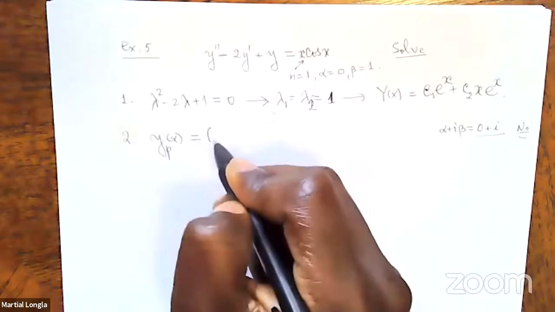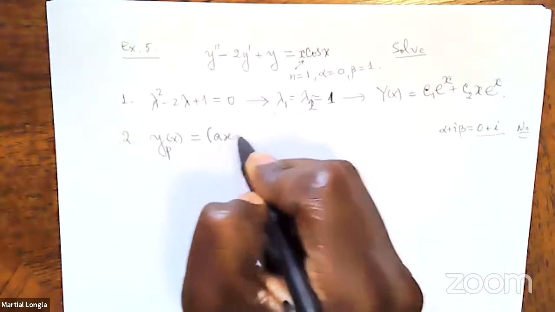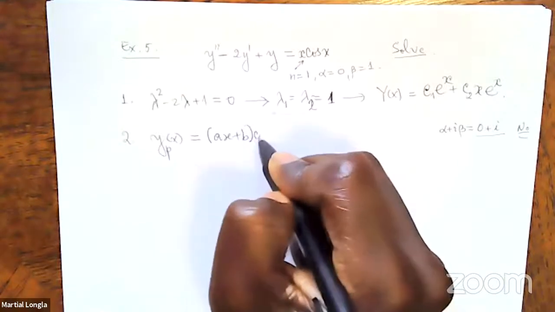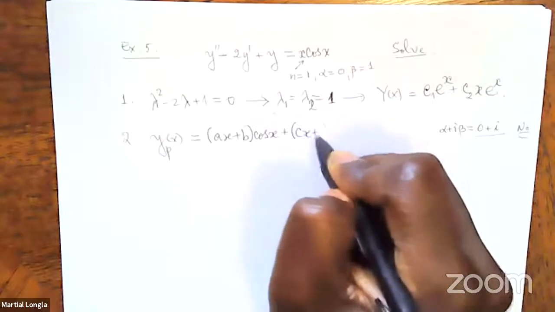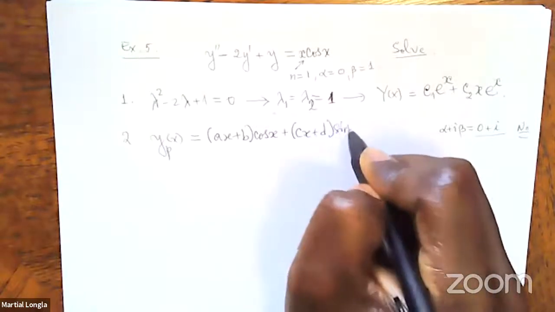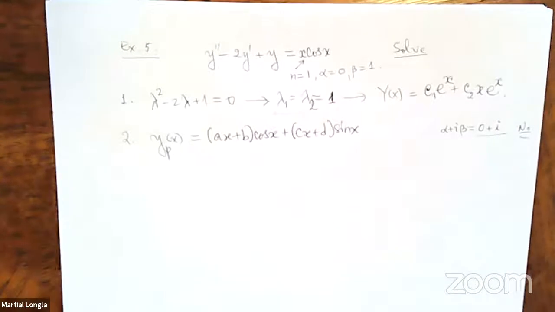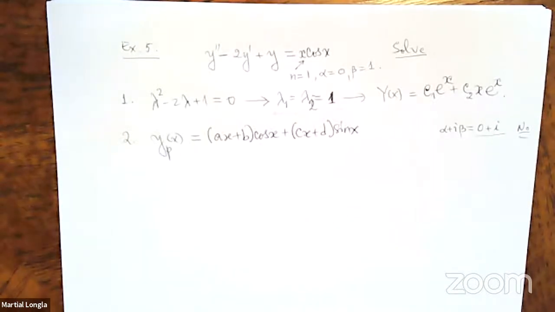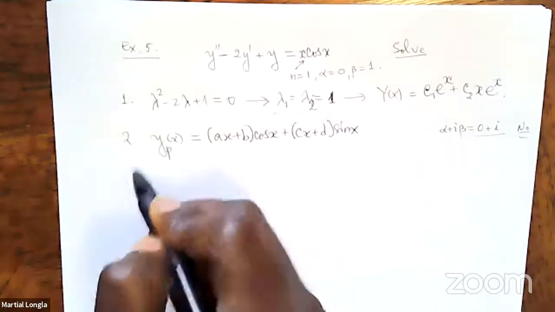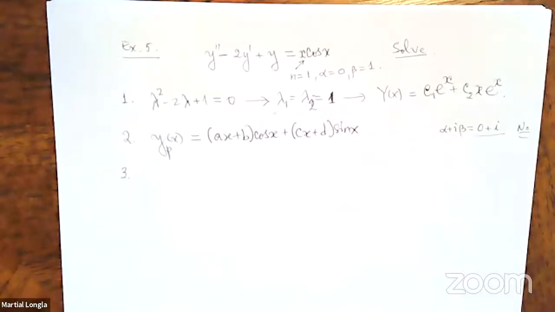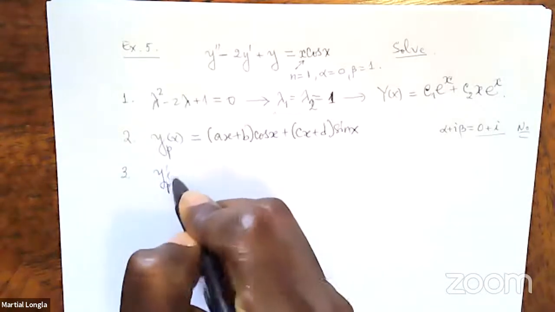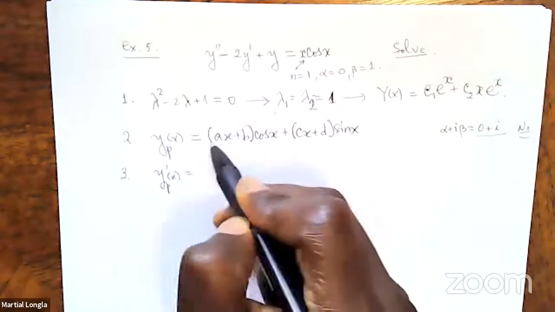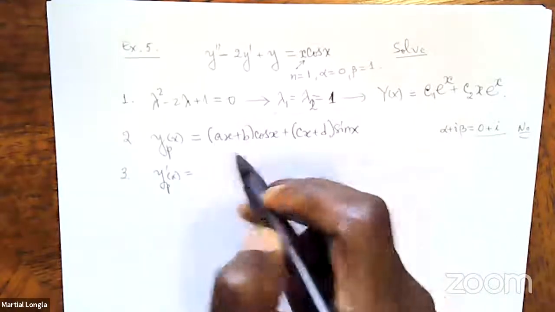It would be ax plus b times cosine x, plus cx plus d times sine x. That's it. That's correct. And now what you need to do is take the derivatives and then track the coefficients. So let's do the derivatives. These are products, so you apply the product rule.